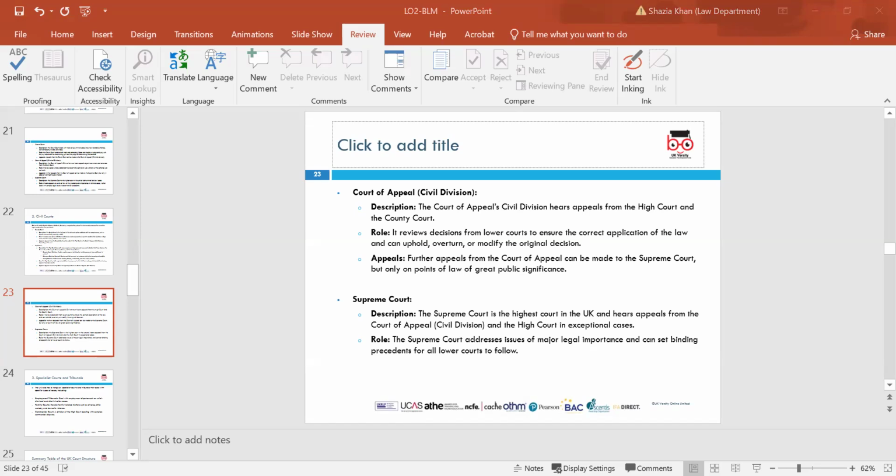So the Court of Appeal consists of two divisions, as we mentioned, the High Court and the County Court. It reviews lower courts' decisions, and its aim is to check that the law has been correctly applied. Then we've got the Supreme Court, which was established in 2009. It's the final court, and it hears appeals from the Court of Appeal and the High Court.